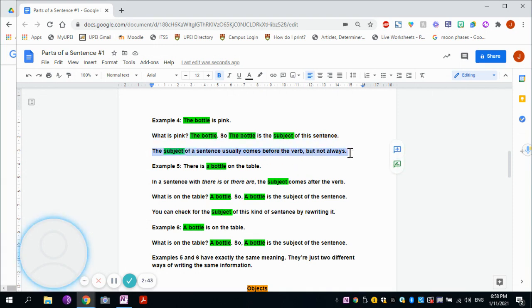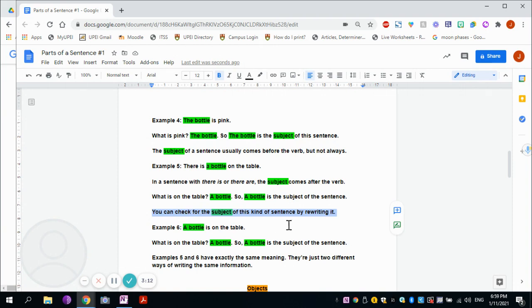The subject of a sentence usually comes before the verb, but not always. Example 5. There is a bottle on the table. In a sentence with there is or there are, the subject comes after the verb. What is on the table? A bottle. So a bottle is the subject of the sentence.